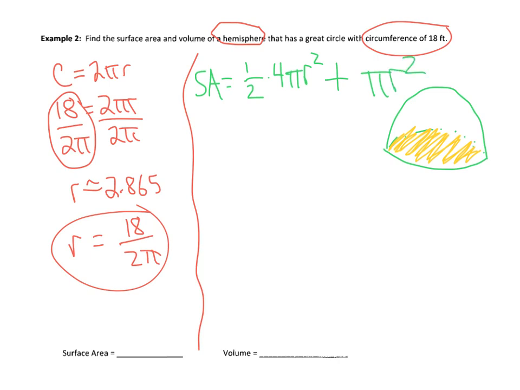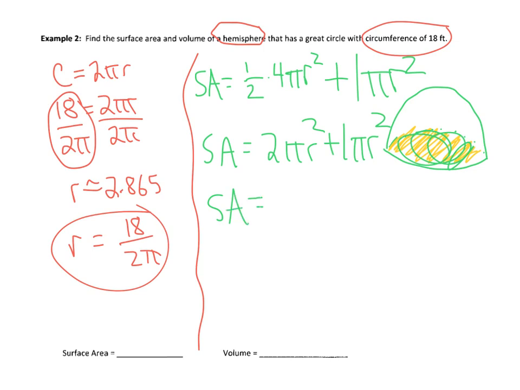So not only are you taking half of the surface area of a sphere, you're also adding an area of a whole circle. So we have surface area equals 2 pi r squared plus 1 pi r squared, and therefore our surface area of a hemisphere is 3 pi r squared.